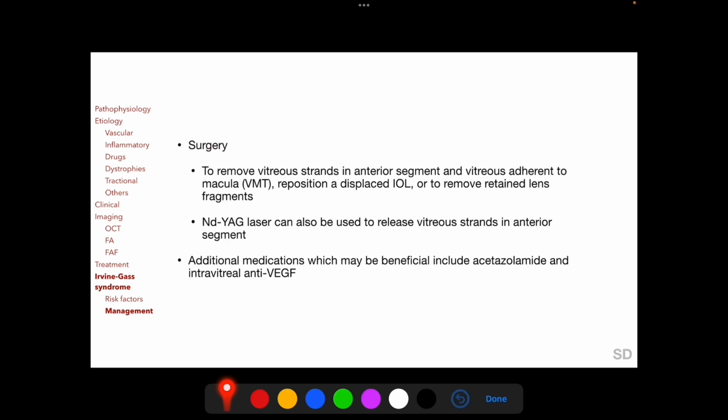Surgery may be required to remove vitreous strands in the anterior segment and vitreous adherent to the macula, reposition a displaced IOL, or to remove retained lens fragments. YAG laser can also be used to release vitreous strands in the anterior segment. Additional medications which may be beneficial in Irvine-Gass syndrome include acetazolamide and intravitreal anti-VEGF.